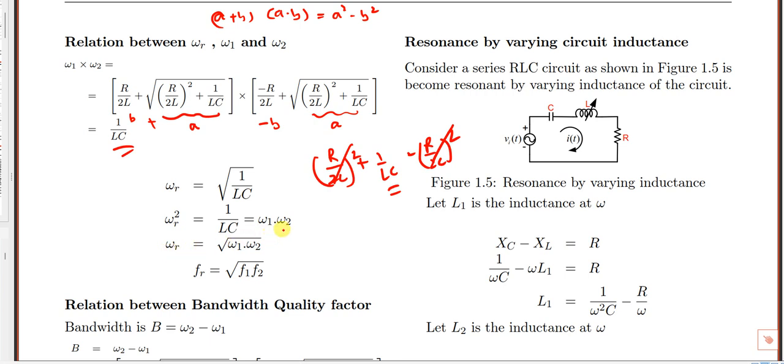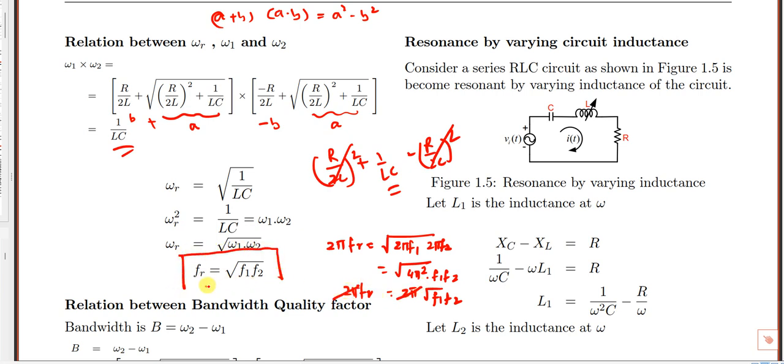So once you know omega r is equal to root of omega 1 omega 2, we know that omega r is equal to 2 pi fr, and this one 2 pi f1 into 2 pi f2. So it is root of 4 pi squared f1 f2. So 2 pi fr is this. 2 pi will get cancelled with 2 pi. So fr is equal to root of f1 f2. This also we can write, or you can follow this method.